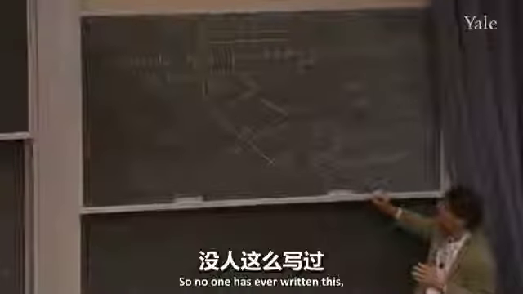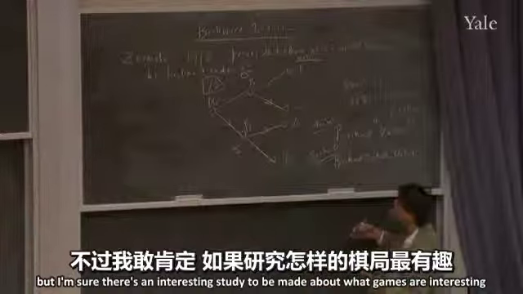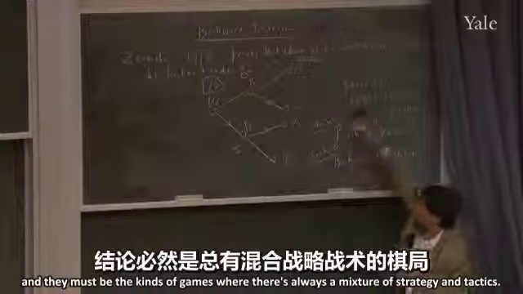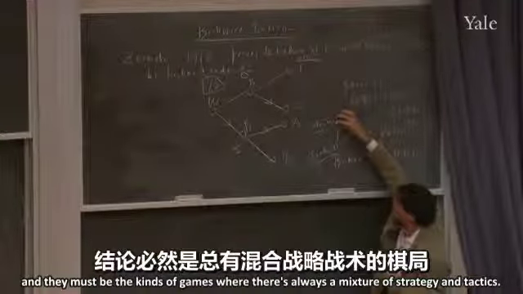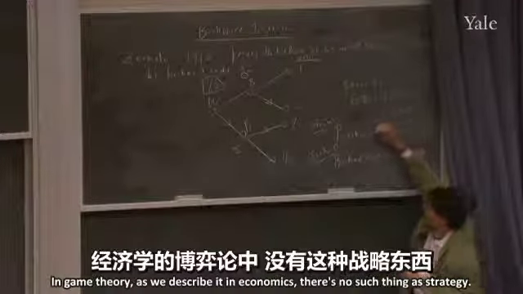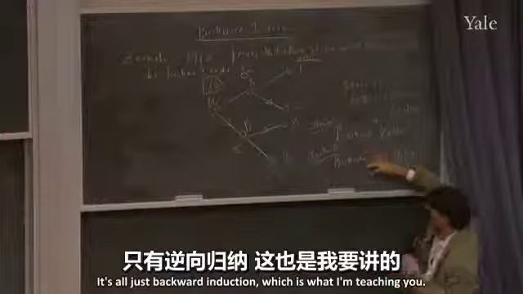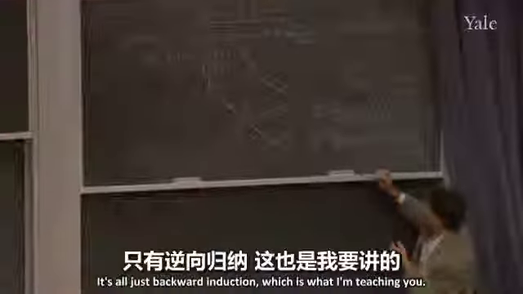No one has ever written this, but I'm sure there's an interesting study to be made about what games are interesting, and they must be the kinds of games where you can mix. There's always a mixture of strategy and tactics. In game theory, as we describe it in economics, there's no such thing as strategy. All this is out. It's all just backward induction, which is what I'm teaching you.